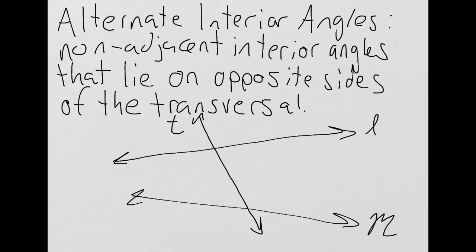The first one is alternate interior angles. They are non-adjacent interior angles that lie on opposite sides of the transversal. That's a lot of crazy words to mean this. Here we have angle 1 and angle 2. Those would be alternate interior angles. And angle 3 and angle 4 would also be alternate interior angles.